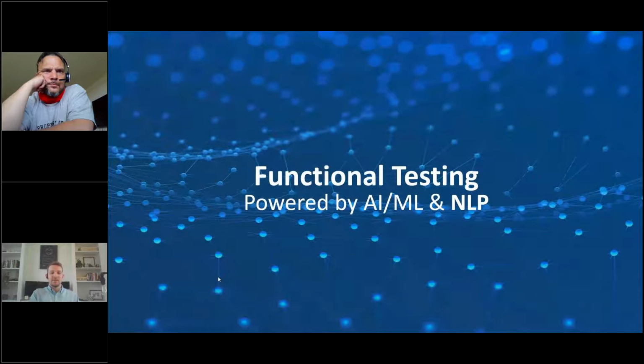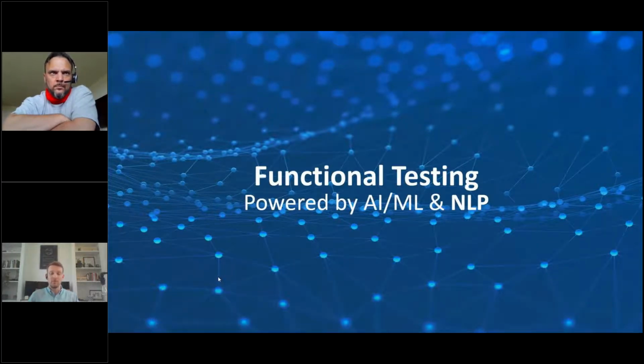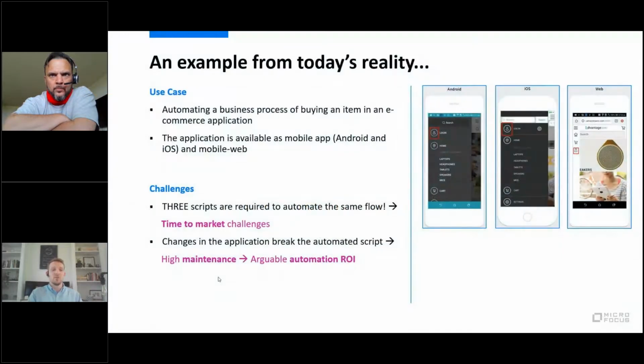So now I want to transition into talking about how we are effectively doing these things within the functional testing portfolio from Micro Focus, where we've launched some of these things and infused this AI capability into our UFT One solution. I'll come back to the example from today's reality. As you recall, we have the use case for automating a business process in our Advantage Online Shopping app, and that app is available on Android, iOS, and as mobile web.